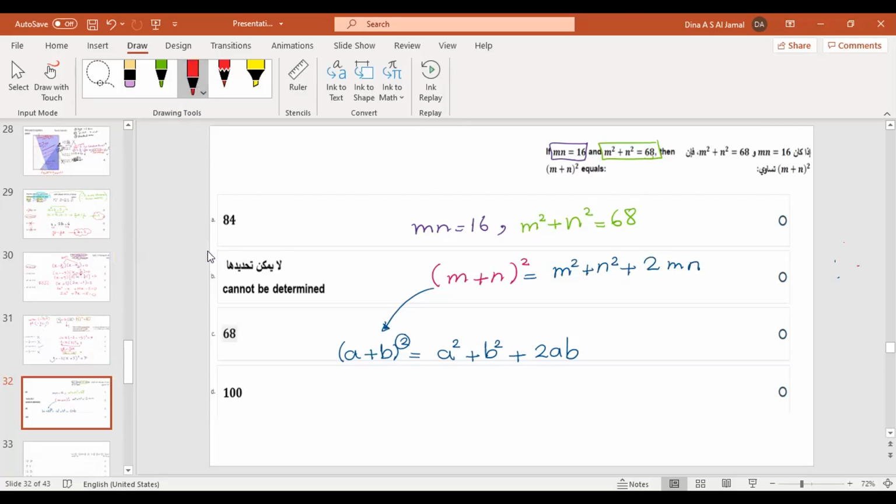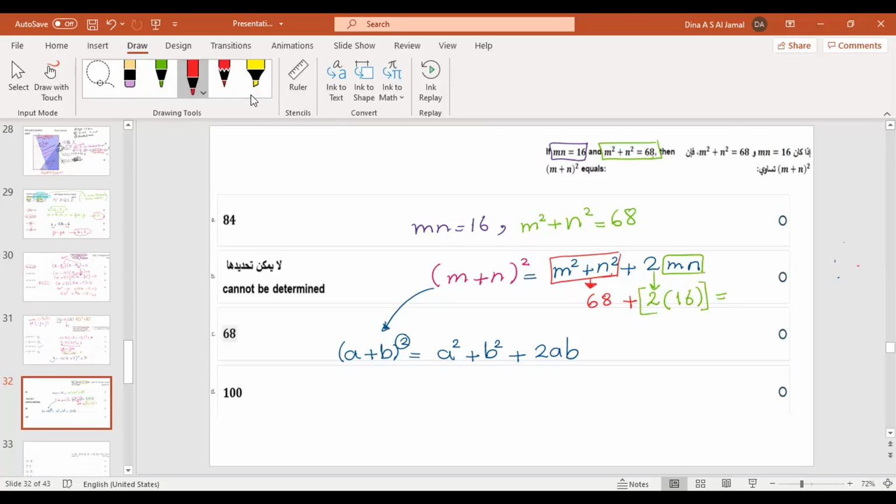He already gave you m squared plus n squared. Just put the number as it is, 68 plus. Then what he did for you is that he gave you m multiplied by n. So he just gave you this. So you just need to put the 2 as it is and multiply it by 16. With this, you can just calculate it easily using your calculator.